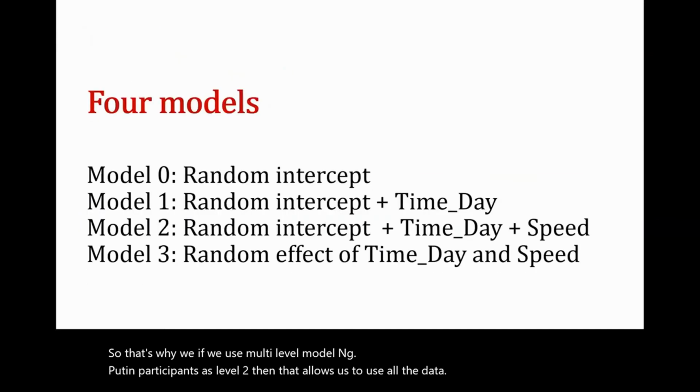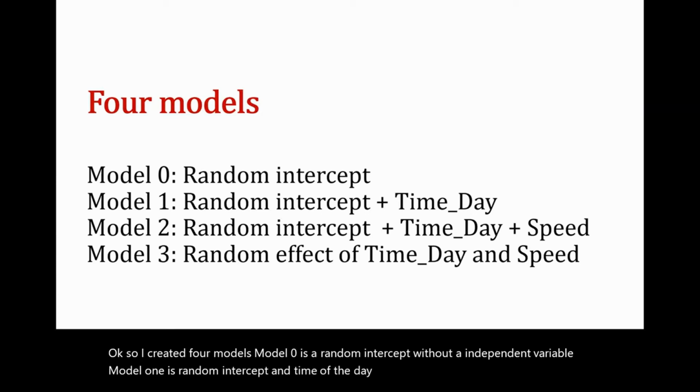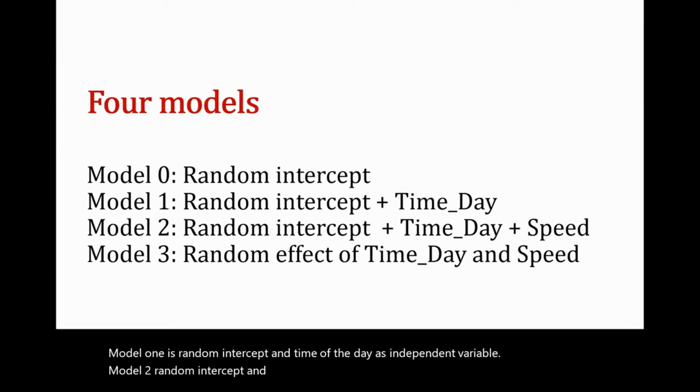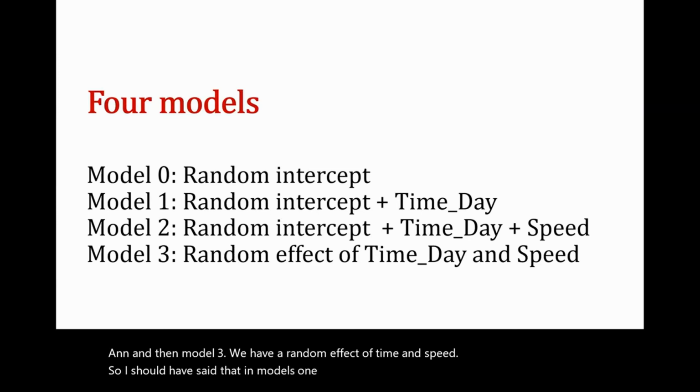Okay, so I created 4 models. Model 0 is a random intercept without an independent variable. Model 1 is a random intercept and time of the day as independent variable. Model 2 is a random intercept and time of the day and speed as independent variables. And then model 3 has a random effect of time and speed. I should have said that in models 1 and 2, the effect of the variables is fixed, not random.